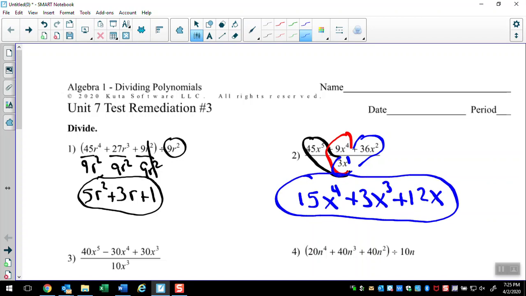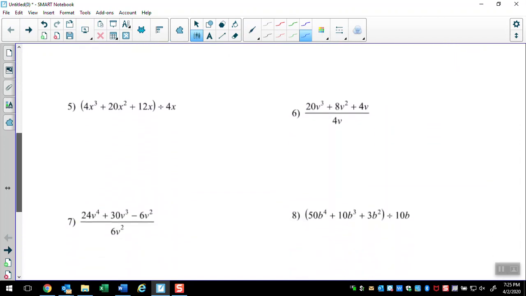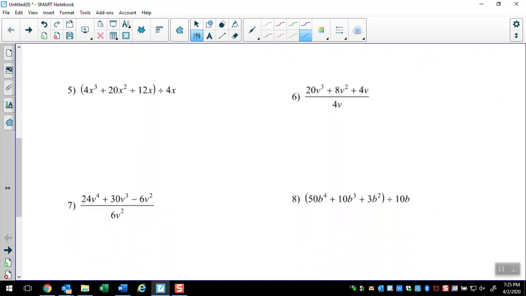Okay. I'm going to scroll through these, see if there's any others that I think would be good to go over. All right, I want to go over this one here, number 6. I'm going to touch on number 6 really quick. All right, so when we do number 6, same thing as what I just did up on number 2. So I'm going to take this first term, divided by 4v. So 20 divided by 4 is 5.